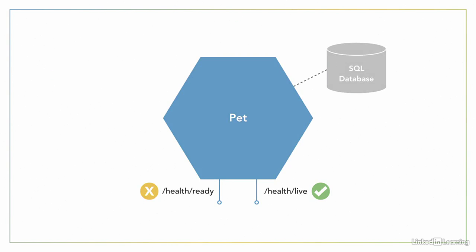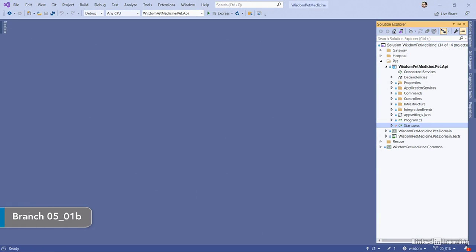For example, if we used both probes in the pet microservice, we would receive a healthy response from liveness, but maybe unhealthy or degraded from readiness. Okay, let's open Visual Studio. Let's see how we can implement a couple of health checks here in the Wisdom Pet Medicine system.